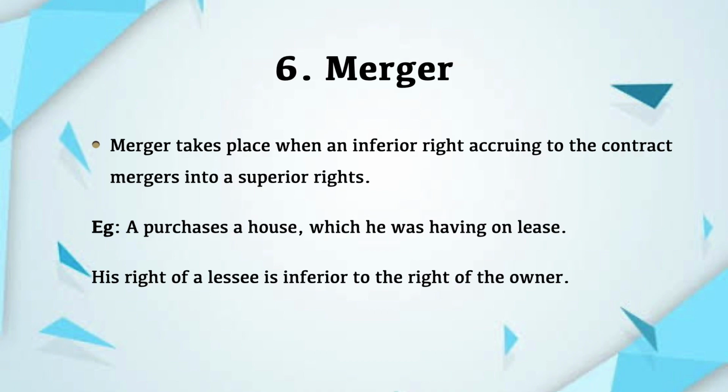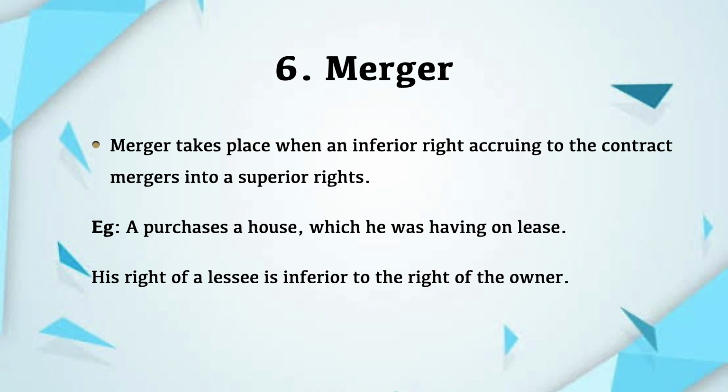Number 6, merger. Merger takes place when an inferior right accruing to the contract merges into superior rights. Now, merger we commonly call as what? Two companies coming together. That's a common understanding, correct? Now, under contract, what is the meaning? Merger takes place when an inferior right accruing to the contract merges with a superior right. So, there is an inferior right that is being merged with the superior right.